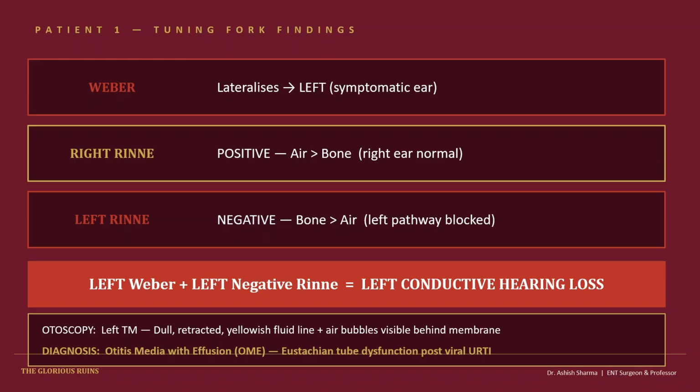So the management would be watchful waiting for 6 to 8 weeks, decongestants. If it persists, referral for Eustachian tube assessment and possible grommet insertion. Patient 1, done and dusted. Clean, satisfying.